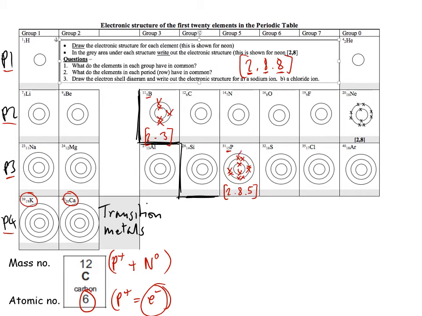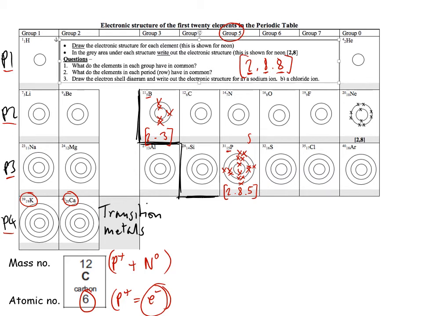2, 8, and then we've got 5 in the outer shell. 2, 3, north, east, south, west. Okay. Now you should be able to see, if you carry on completing them, you should start seeing a pattern. Your group number tells us how many electrons are in the outer shell. So in the outer shell, that's going to have everything in group.